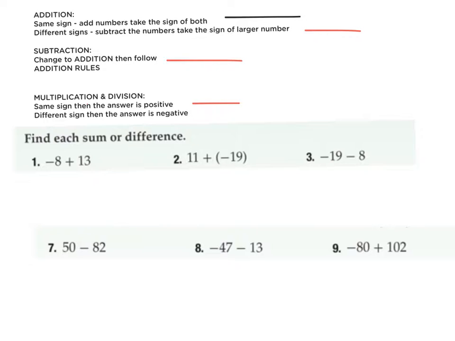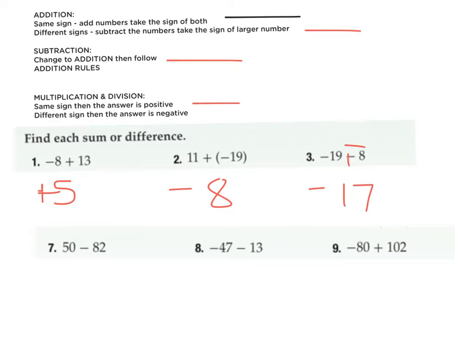One negative, one positive, and it's addition, so different signs we subtract, and 13 is a larger number, so it's positive. We have different, once again we subtract, so we get 8, but 19 is larger, so it's negative. If we have a subtraction sign, I'm going to change, and now I have an addition with two negatives, so I'm going to add, and my answer is automatically negative.